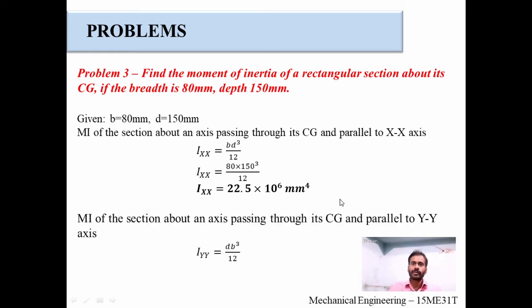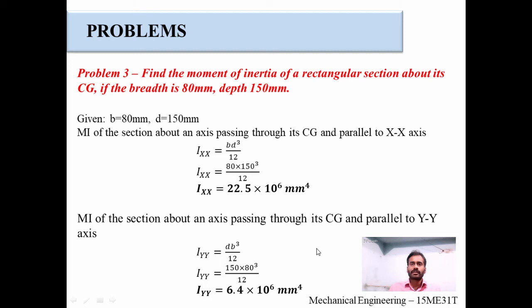Next, we have to calculate the moment of inertia of the section about an axis passing through its center of gravity and parallel to the yy axis. So this is along the yy axis. We have the equation to calculate the moment of inertia along the yy axis, that is Iyy is equal to d into b cube divided by 12. So substitute the values of d and b, that is the depth and breadth, 150 into 80 cube divided by 12, it will give you 6.4 into 10 to the power 6 mm to the power 4.